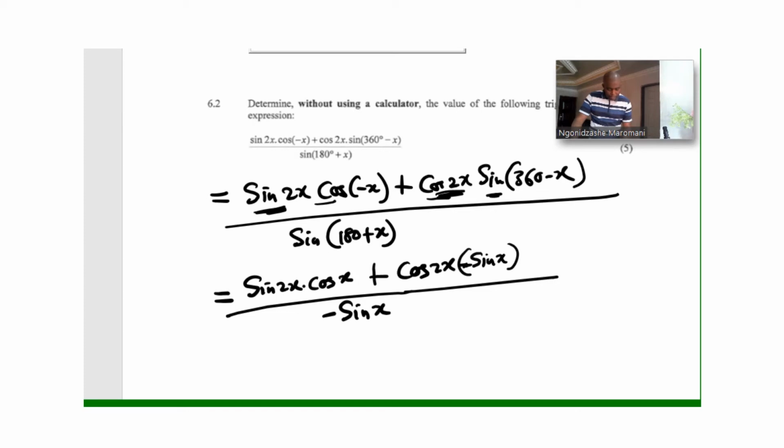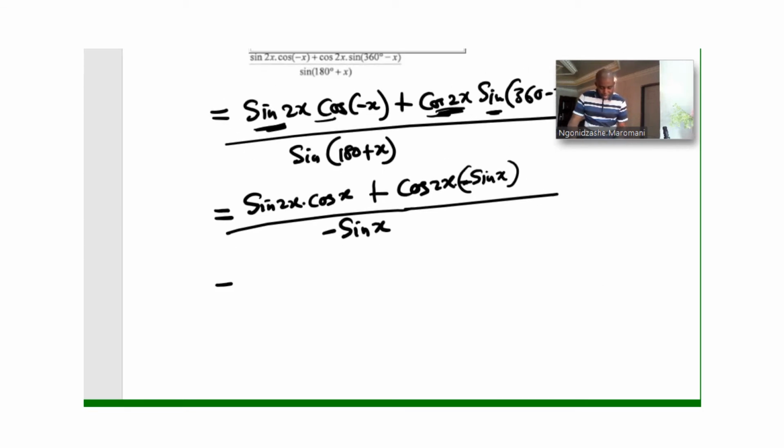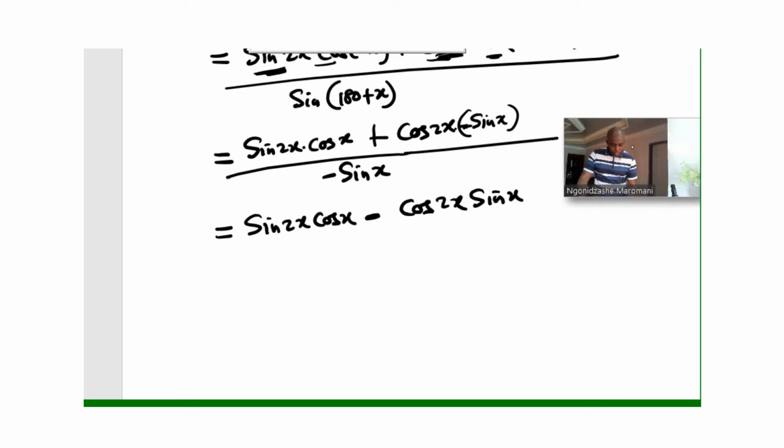Right, you see here I put brackets because I'm simply multiplying them out, so going forward this now becomes sine 2x cos x plus cos 2x multiplied by sine x. But because that sign is negative, this positive will change to a negative sign. Right, so as we move on, we then say divided by minus sine x.